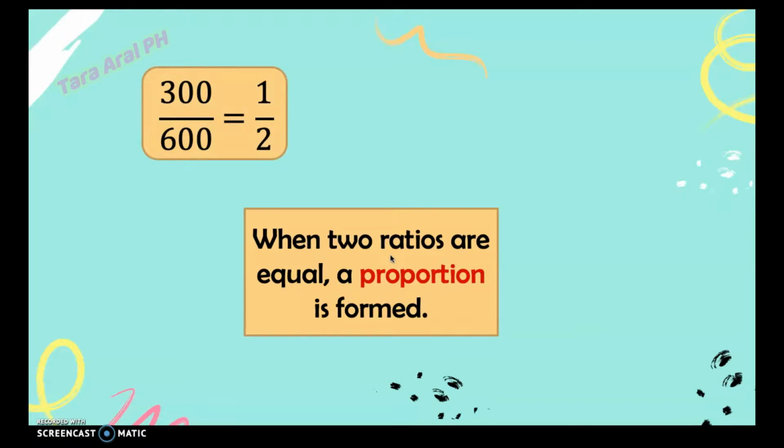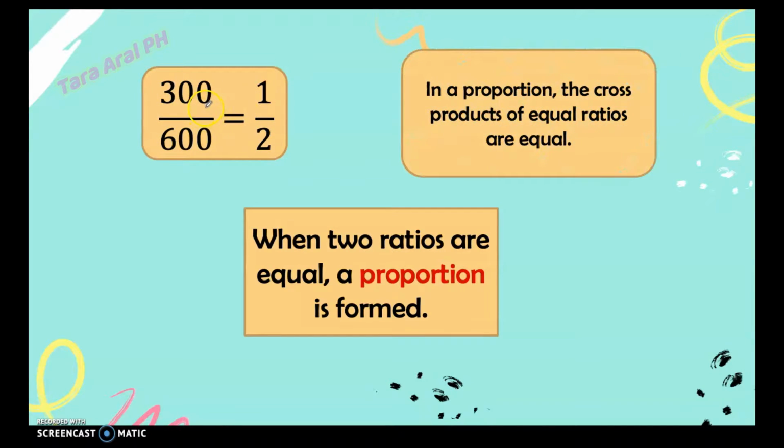So we have here a ratio of 300 over 600, or 300 is to 600. So this is in fraction form and that is also equal to 1/2. How do we know that these two ratios are equal and how do we know that they are called proportion? So what we're going to do is to cross multiply the given numbers. We have here 300 times 2, that is 600, and 600 times 1 is 600.